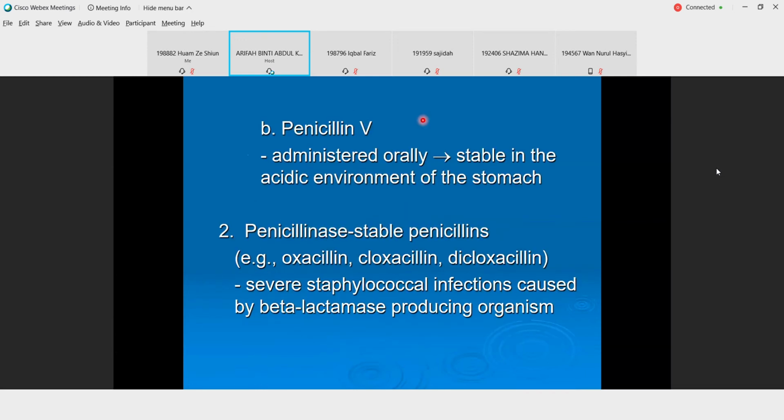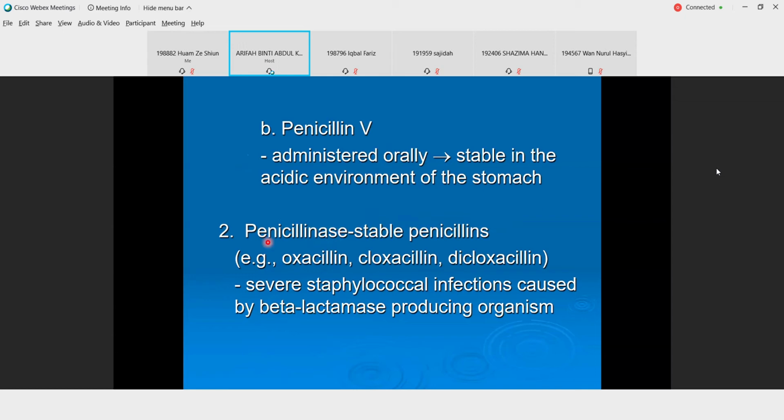Penicillin B is very similar to penicillin G, but can be administered orally. They improved penicillin G and came out with penicillin B. It can be administered orally and is very stable in the acidic environment of the stomach. The difference is penicillin G is only for injection, whereas penicillin B is for oral use.